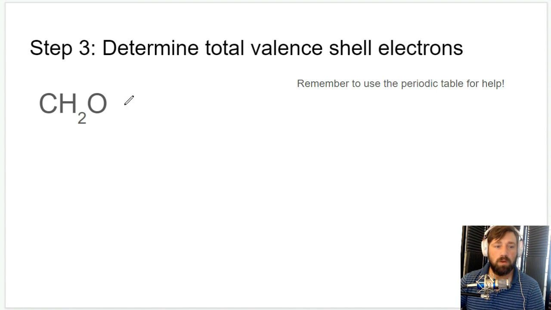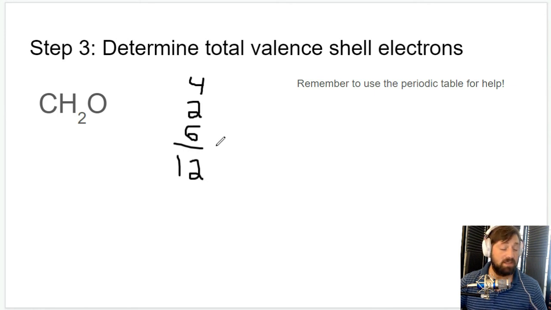So for carbon, we know there was going to be 4. We have 2 hydrogens at 1 apiece. So hydrogen is going to give 2. And then oxygen here is going to give 6. So if we sum these together, we're going to get a total of 12 electrons. Fantastic. So we know that there's going to be 12 electrons.